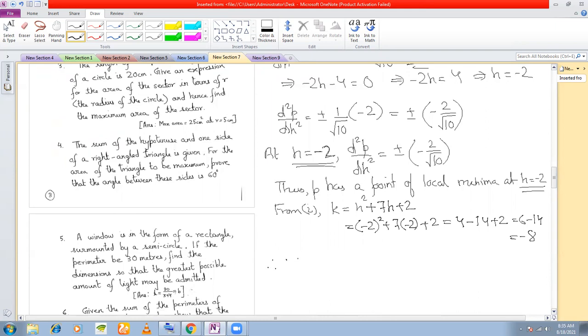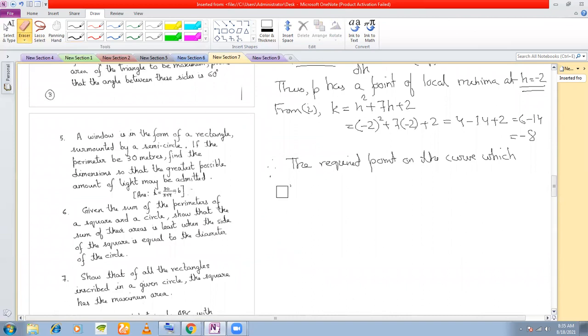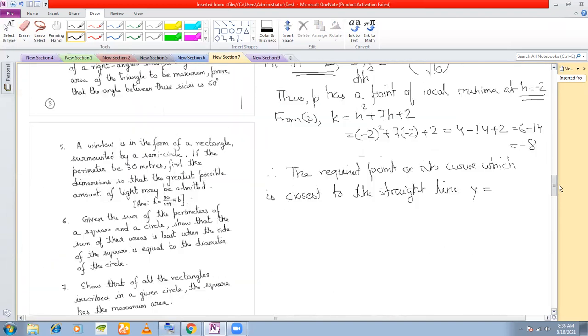Therefore, the required point on the curve which is closest to the straight line y is equal to 3x minus 3 is, the x coordinate is minus 2, the y coordinate is minus 8. Minus 2 and minus 8.